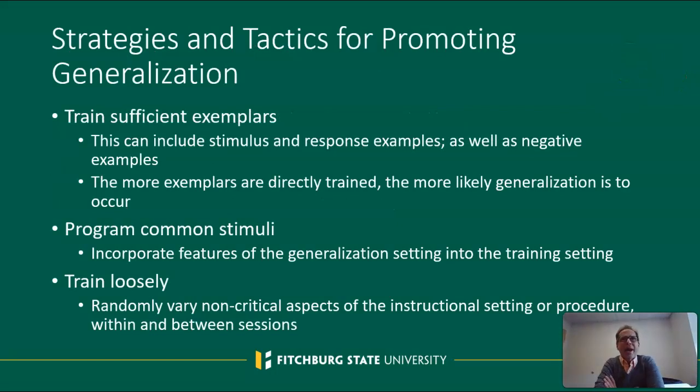And there are a number of strategies and tactics for promoting generalization. The first one is to train sufficient exemplars. And this can include stimulus and response examples, as well as negative examples, so things that it's not. And the bottom line is the more exemplars that we directly train, the more likely generalization is to occur.